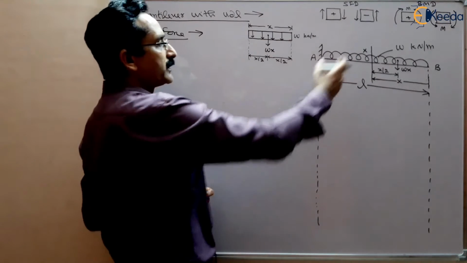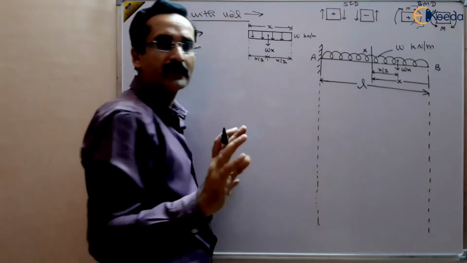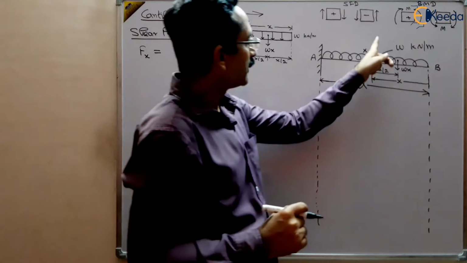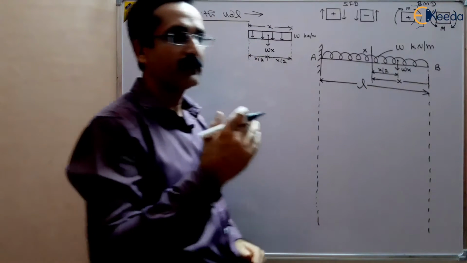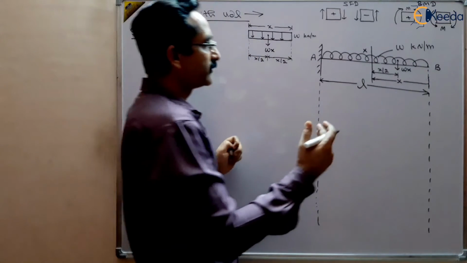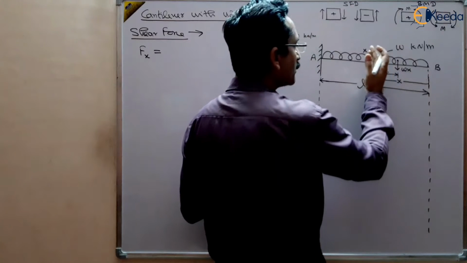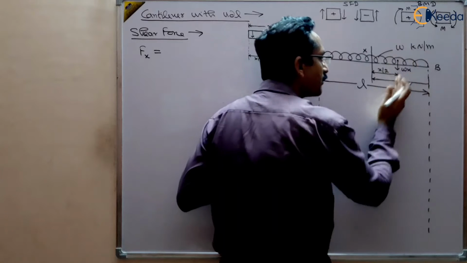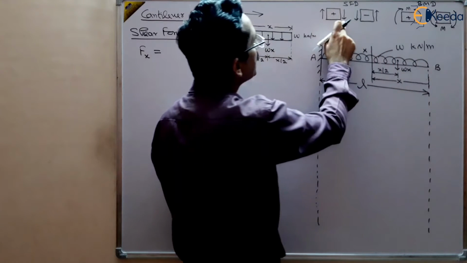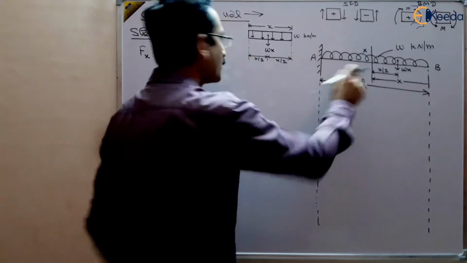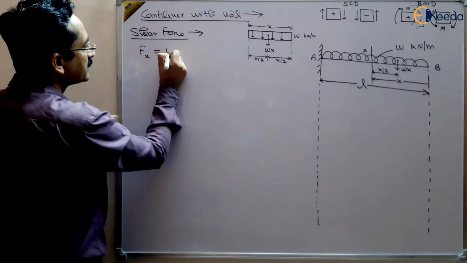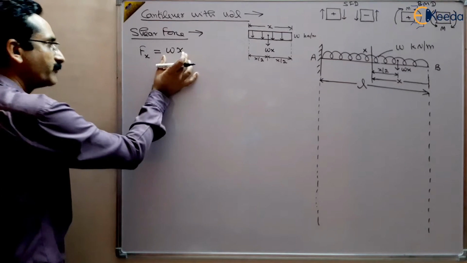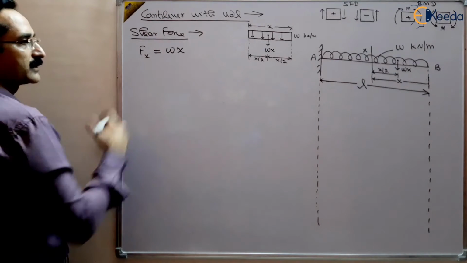Now, there is no other force, only the UDL is there. There is no other point load or any other load. So it is a very simple case. What will be the shear force at X? It will be the algebraic sum of all the forces to the right or left of the section. What is the force to the right of this section? There is only Wx, and it is downward. To the right of the section, if something is downward, it is taken as positive. So Wx is the shear force at the cross section X, and there is only one force to the right of the section.